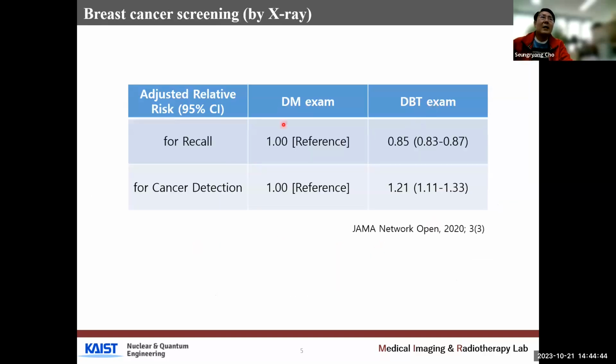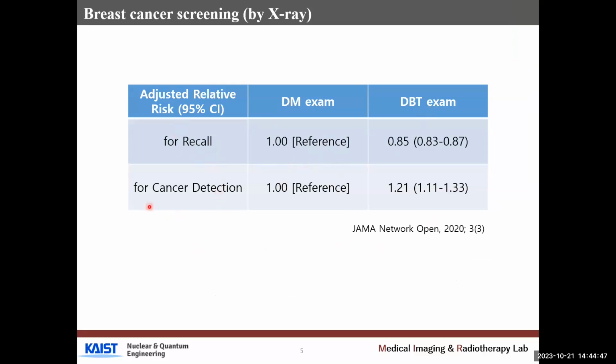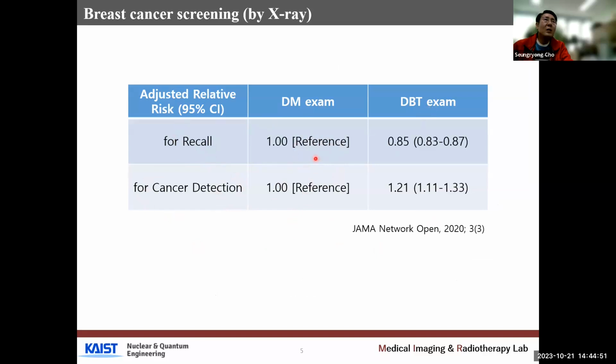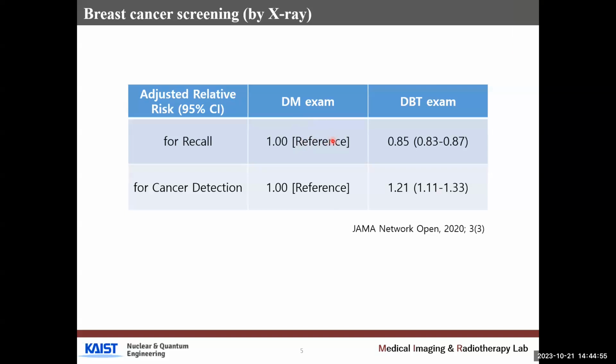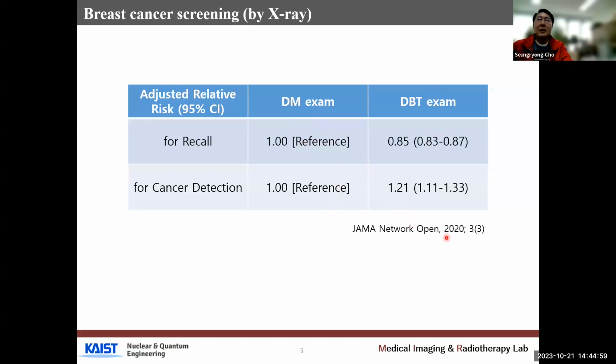And why do we need DBT? Assuming that the recall rate and cancer detection rate are normalized to 1 in a digital mammography exam, what are the benefits of using DBT? In this study, they show that the recall rate can be reduced by about 15%, and cancer detection efficiency can increase by about 20%. So it means that out of about 6 patients, 1 patient can be more accurately diagnosed. Eventually it can help save the lives of patients. And reducing recall means we don't need to go for a follow-up biopsy, which is invasive and painful.